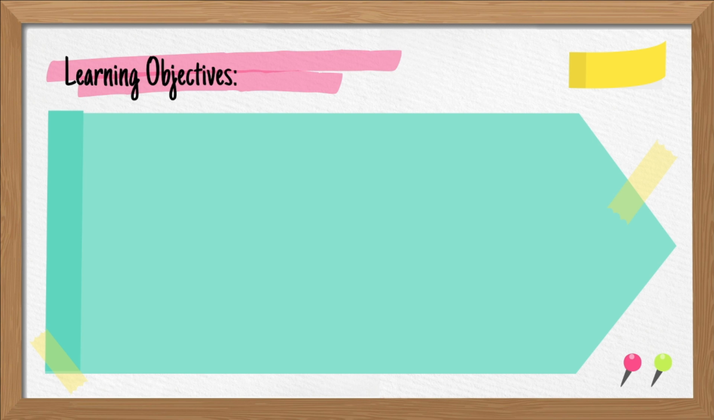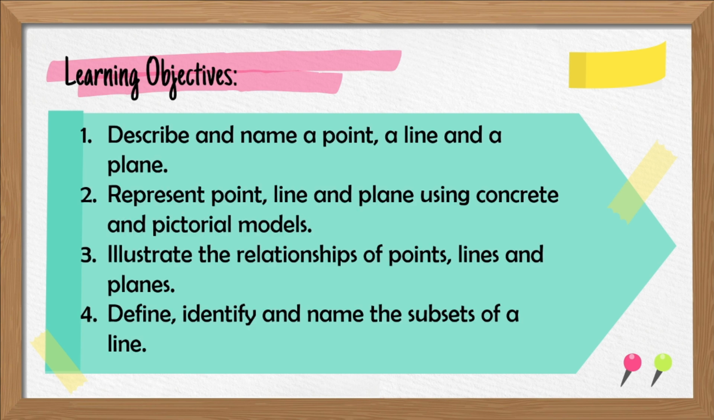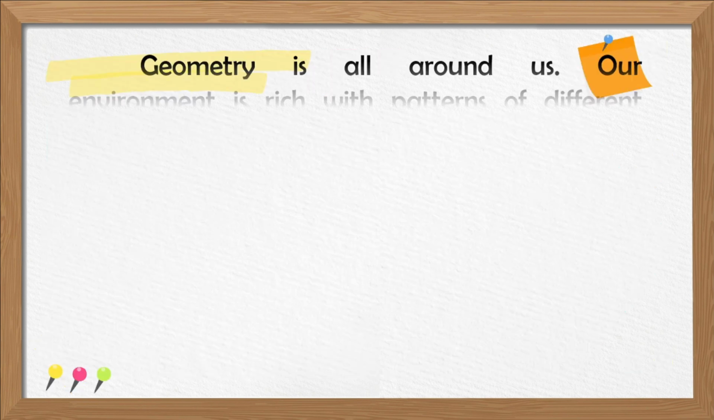For our learning objectives, we have Objective 1: describe and name a point, a line, and a plane. Objective 2: represent point, line, and plane using concrete and pictorial models. Objective 3: illustrate the relationships of points, lines, and planes. And Objective 4: define, identify, and name the subsets of a line.